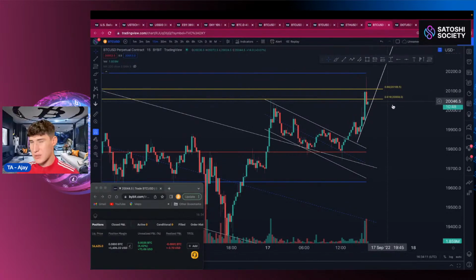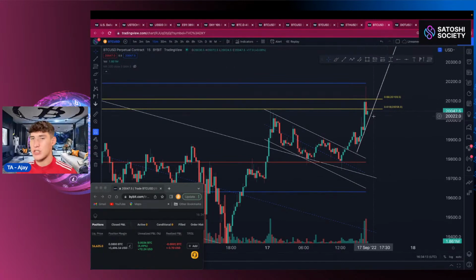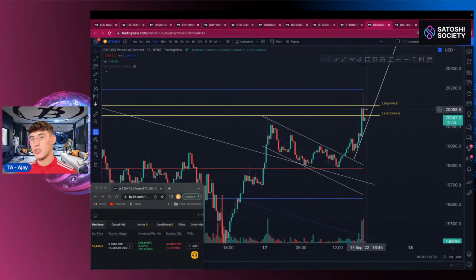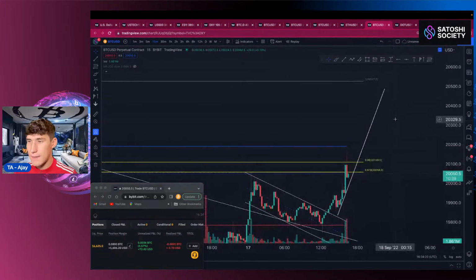I do still expect the price to break above this. Obviously, we're going to find some resistance here, but I do think we could see the price break above this golden pocket. And if it does, then I anticipate that $20,500 level approximately to be hit.